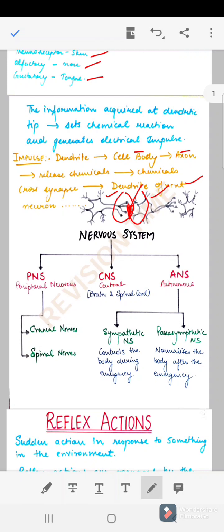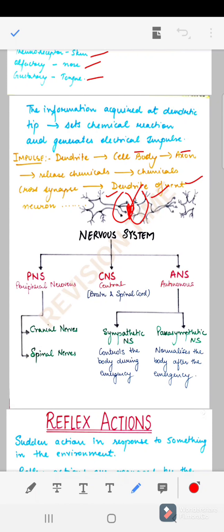The nervous system of the human body can be divided into three parts. These are the branches of the nervous system, not the types of nervous system. All three are present in human beings. First we have PNS, the peripheral nervous system, CNS, the central nervous system, and ANS, which is the autonomous nervous system.